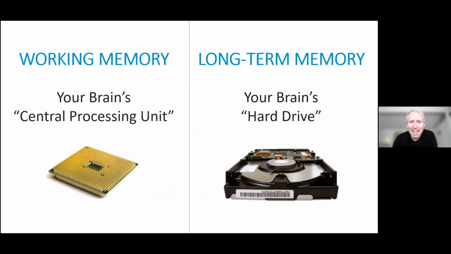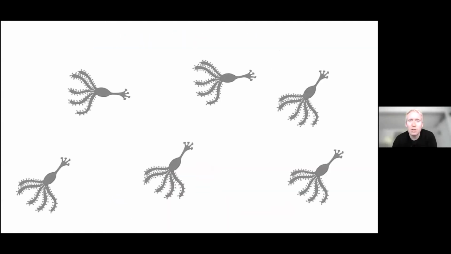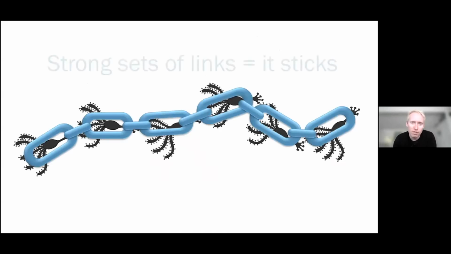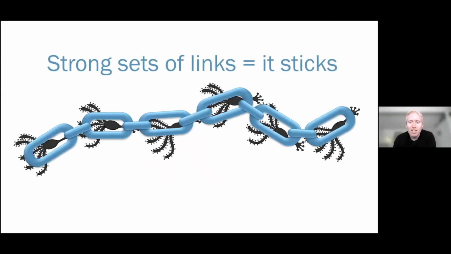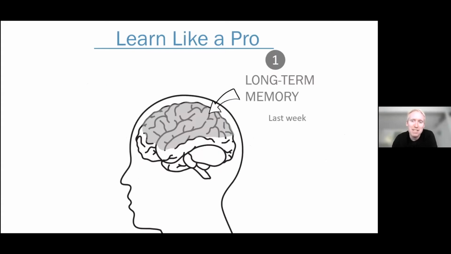Last week was all about long-term memory. We talked about how neurons are your brain's building blocks and how neurons come together to form sets of links. And this is where memories, knowledge, and information are stored for the long term. If you want this to stick and not forget it, you have to create strong sets of links that don't easily break up. We also talked about 2 different learning systems that you could use to form these strong sets of links in long-term memory. And the word working memory came up, but we didn't actually speak much about it. But that's what we're going to do today.